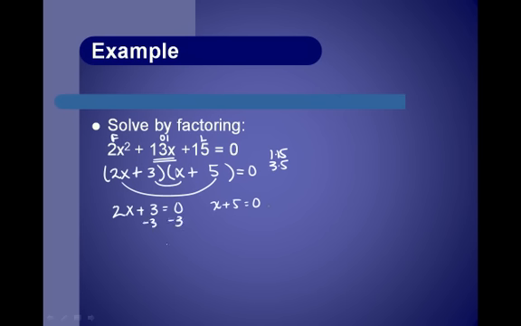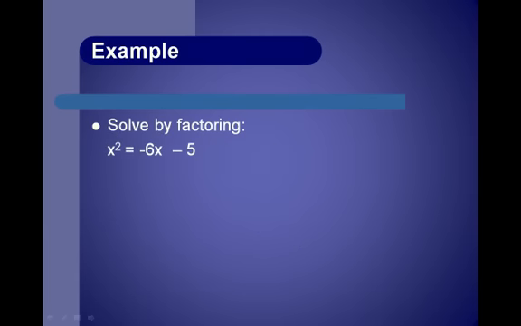First case, subtract 3, so we get 2x equals negative 3. Divide by 2 and we get negative 3 over 2. Second case, subtract 5, so x is equal to negative 5. So there are our two solutions. Okay, solve by factoring again.